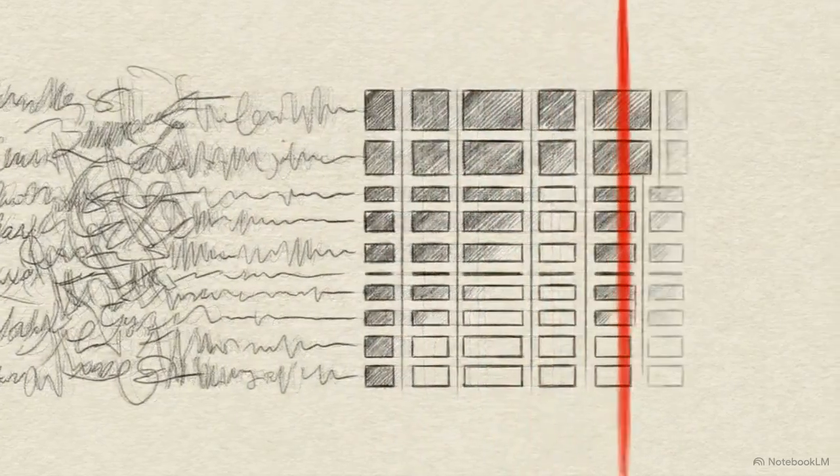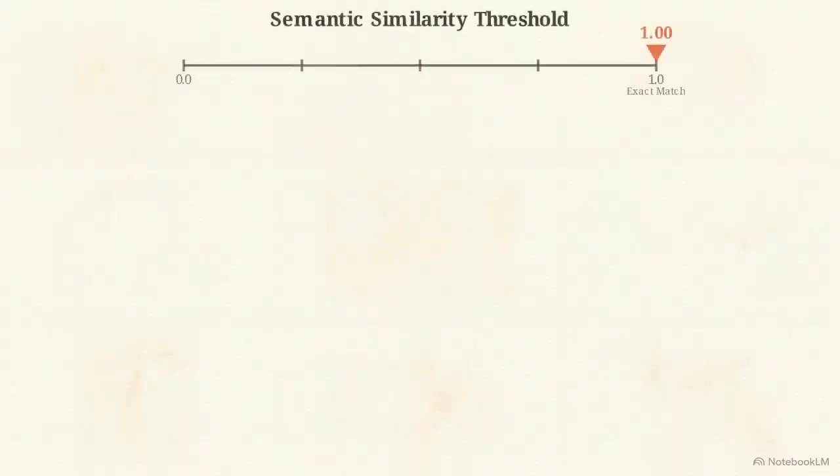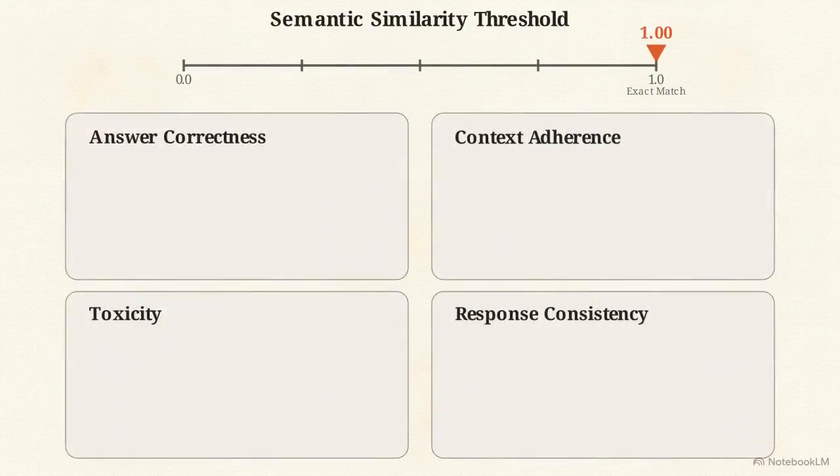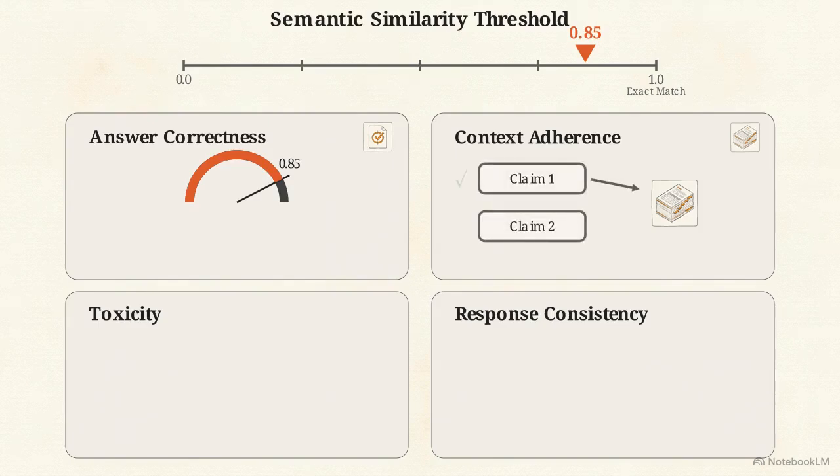This visual displays the 4 specific metrics required to evaluate AI outputs. To allow for natural language variation, we apply semantic similarity thresholds to each one. The first is answer correctness. We set the threshold at 0.85. This ensures the model's factual accuracy matches the ground truth output without demanding a word-for-word copy.